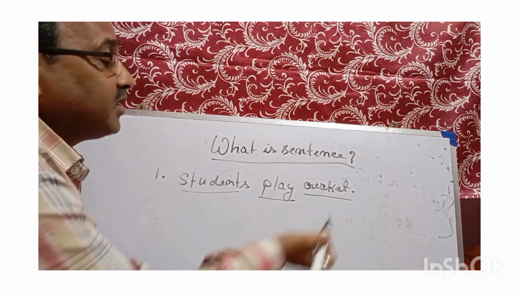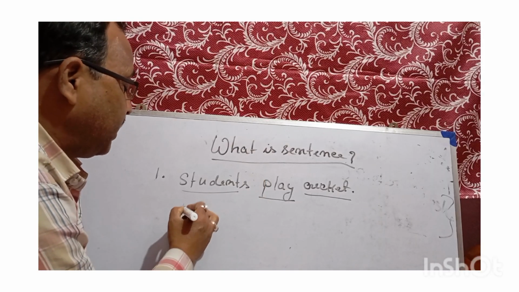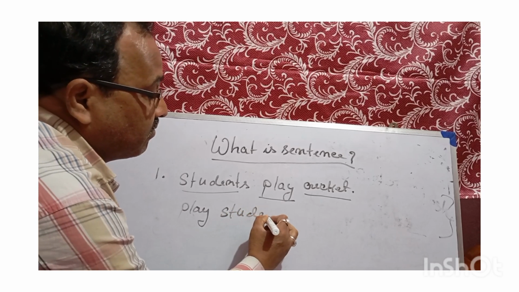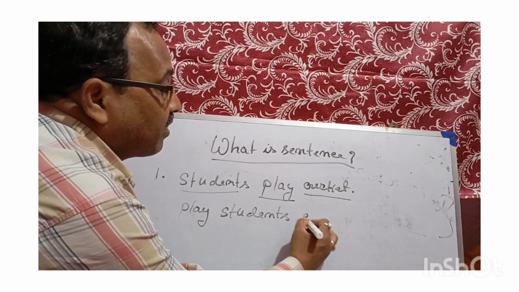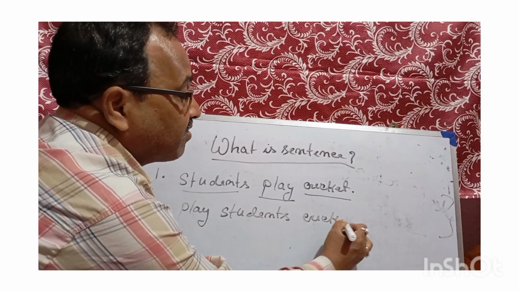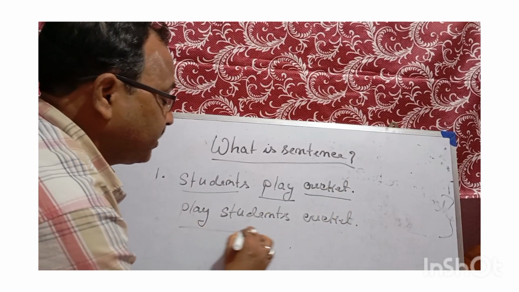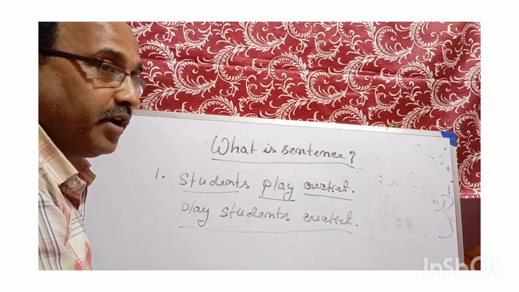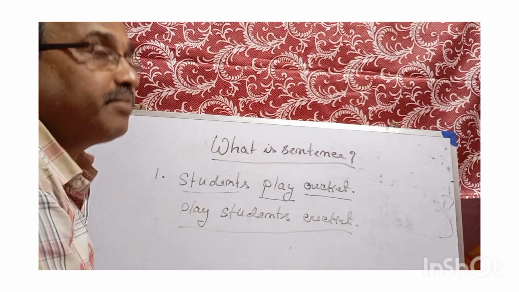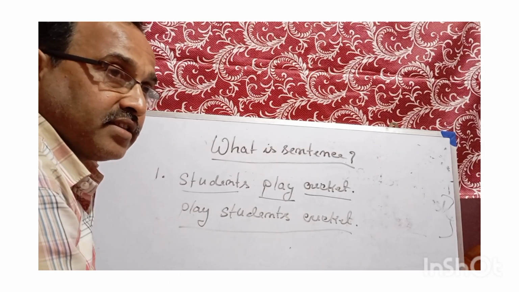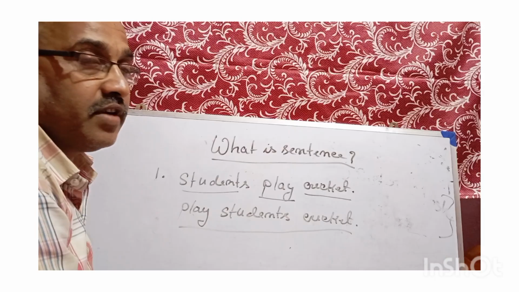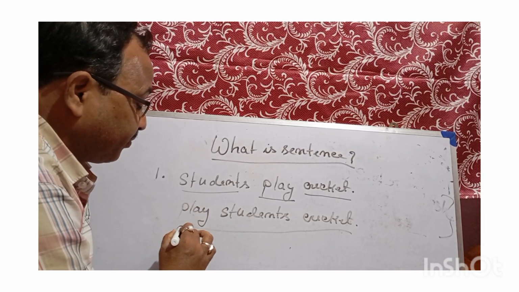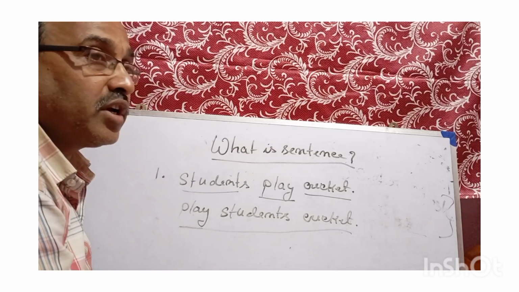If I write the sentence in a jumbled way, suppose: play students cricket, it is not a sentence because the words are placed side by side, but it is not indicating a complete meaning. Without complete meaning, it can never be treated as a sentence. Whatever it may be, being placed side by side does not matter. What matters is the fact that it must have a meaning. Without meaning, it is impossible to express a sentence.